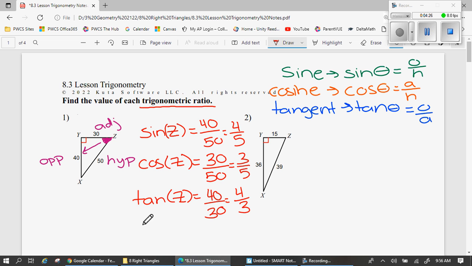And I'm always going to encourage you to label the sides of your right triangle: opposite, adjacent, hypotenuse. You can just use O, A, and H. I'll always encourage you to write the relationships every time. The more you write them, the better you'll remember them.